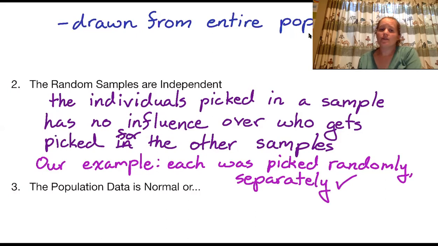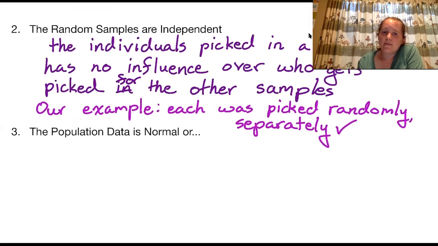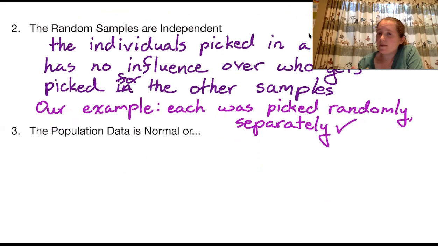All right, now this third condition is one we're used to seeing. The population data is normal for each individual population, or we have 2 other ways that we can do this. The next option, option 2, would be that the samples are size 30 or larger.